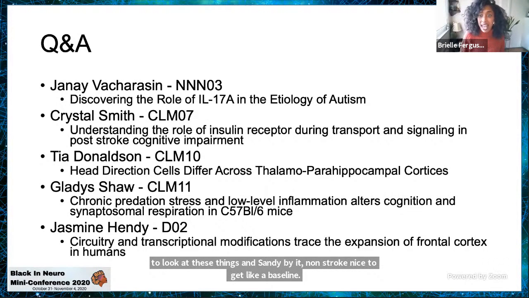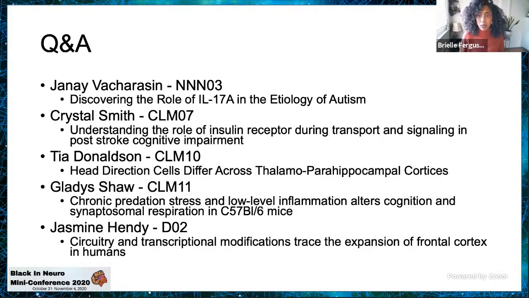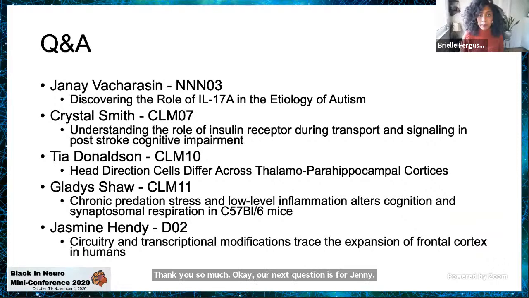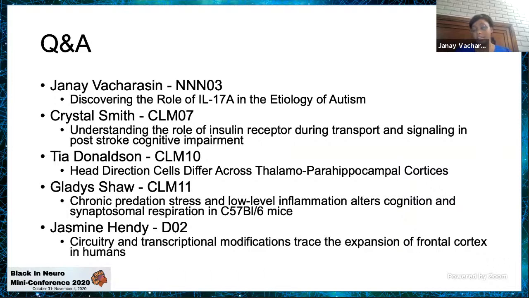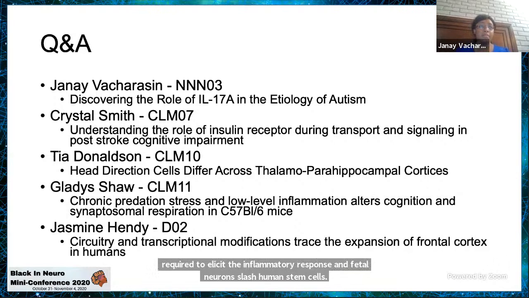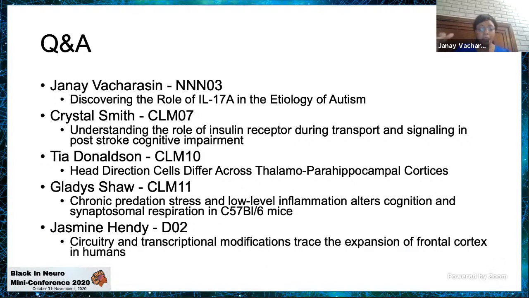Someone said, great talk. And they asked, do we know the dosage/amount of IL-17 from the maternal side in vitro required to elicit the inflammatory response in fetal neurons/human stem cells? So that question is currently being investigated, but there was a study done from a lab in Saudi Arabia that measured it in serum levels, and it showed a range depending on the severity of autism. In the serum levels, some was as low as 10 picograms per milliliter, but on the upper end, it went up to around 40 picograms or so.